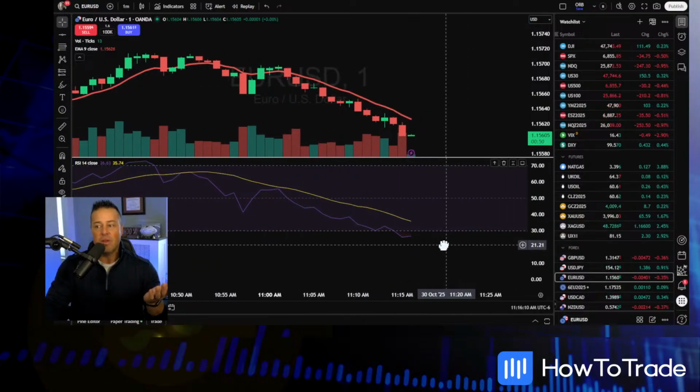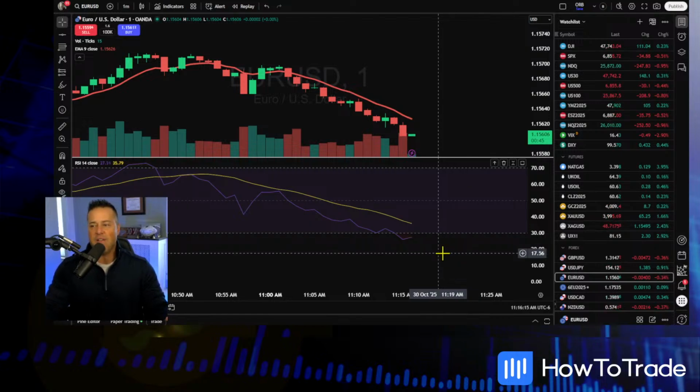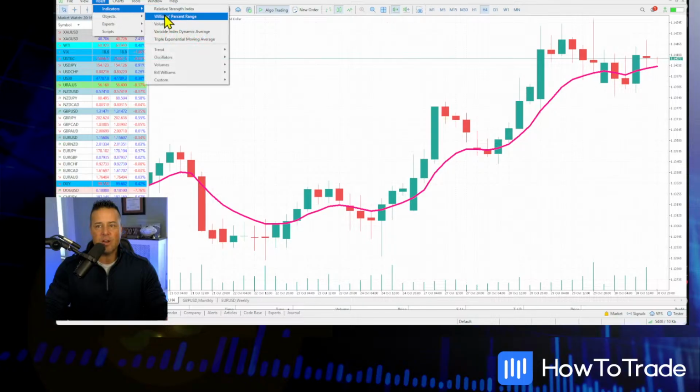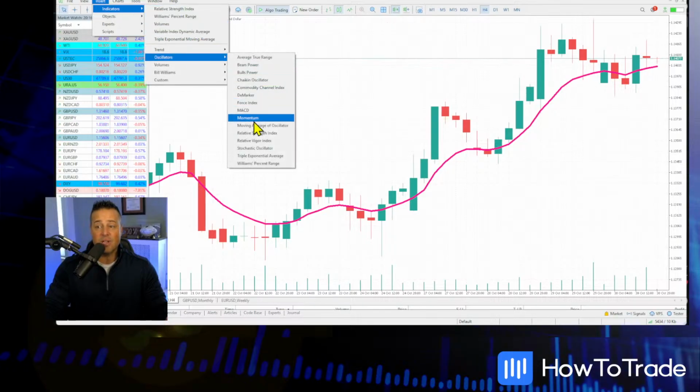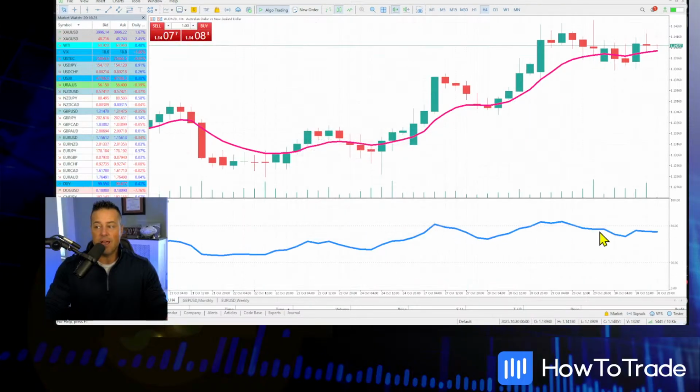Okay, now we're going to show you how to add RSI here in MT5. We have about a minute. Let's go ahead and do it. Over here, you're going to go to Insert, Indicators, Oscillators, and you're going to go right down there to RSI, 14, close, Dodger blue, and then there you have it. So that gives you a good look at how to do that on MT5.